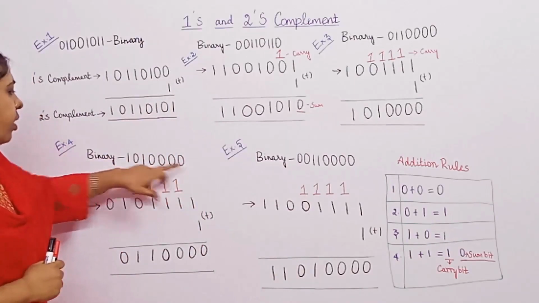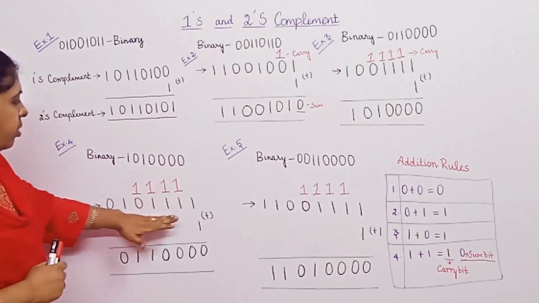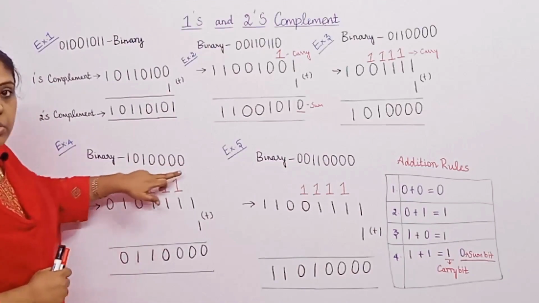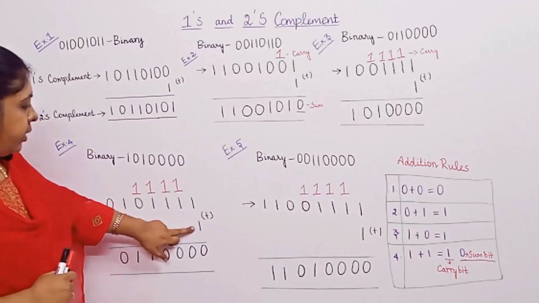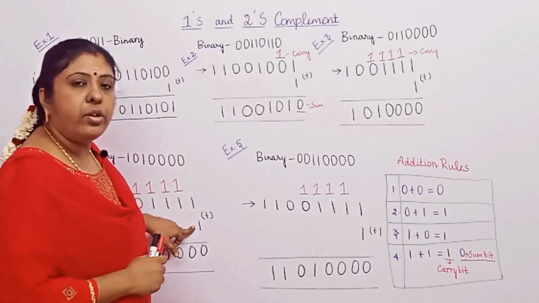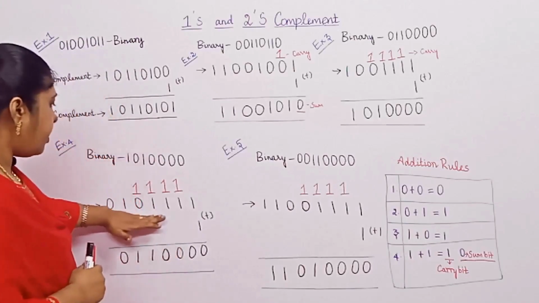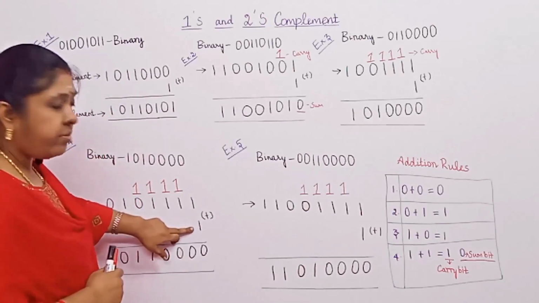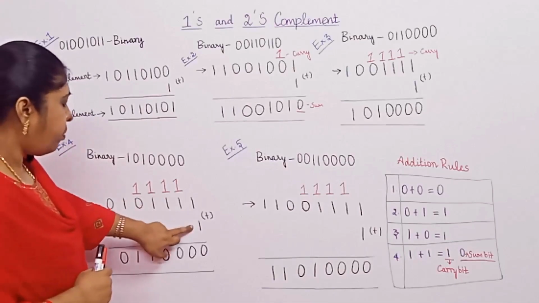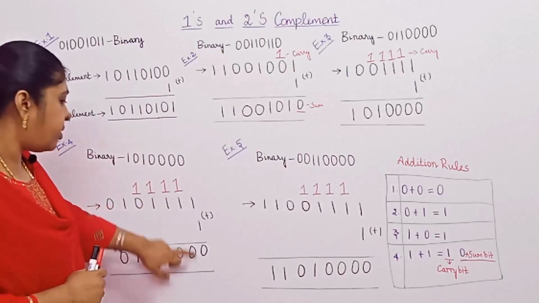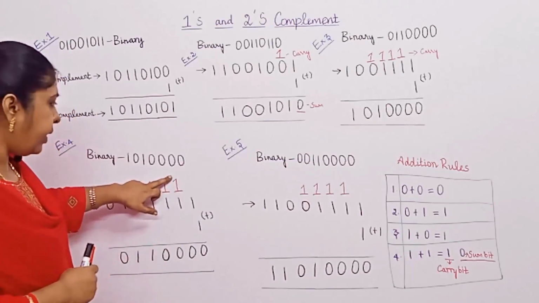Now the binary value is 1010000. When converted to 1's complement, it becomes 0101111. And here in the last binary digit we are going to add 1 for converting to 2's complement. So the 1's complement number when added with 1 gives the 2's complement number. This is the base idea. So 1 plus 1 gives 10, so 0 here, and 1 is represented in the next binary digit.